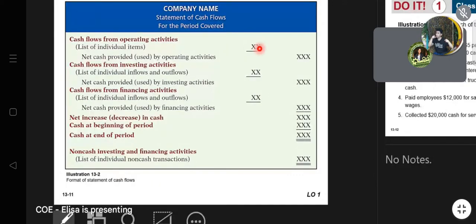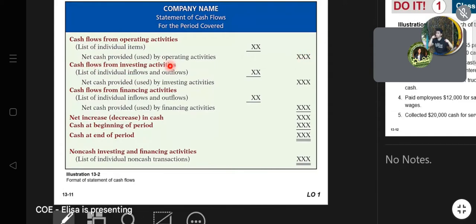Yeah, so these follow, depending on how many accounts there are. And then, assuming there are 10 items here, you list the 10 items, and then you total them, and then net cash provided by operating activities. That is the result.